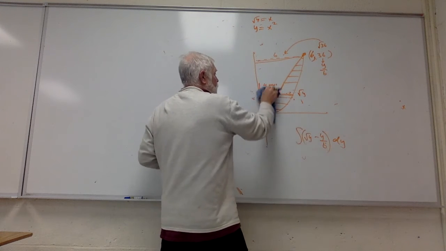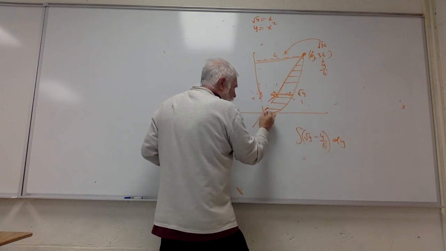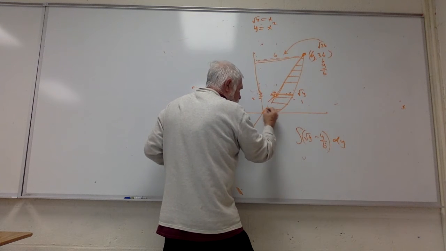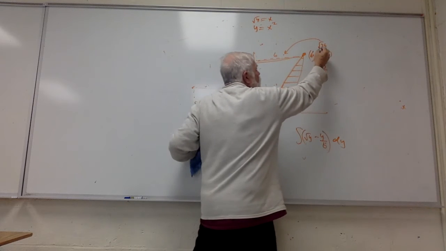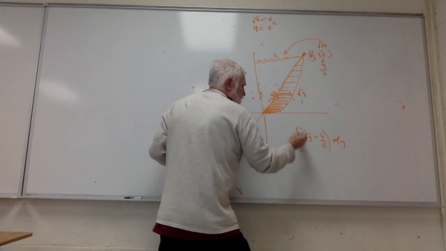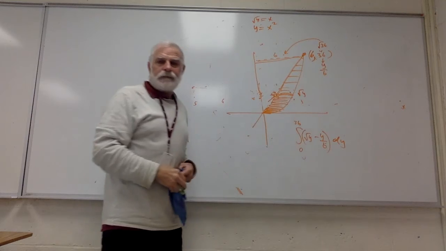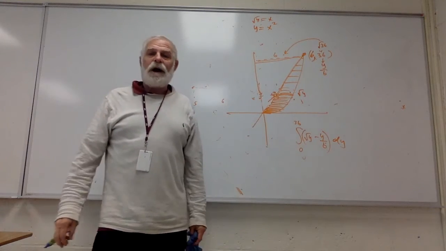And now we're going to do that from where? How many are we going to do? All the way down here, starting at 0. I wonder how high I have to go. Oh yeah, we're working with the y values. That's 36. And that's how you find area in terms of y.